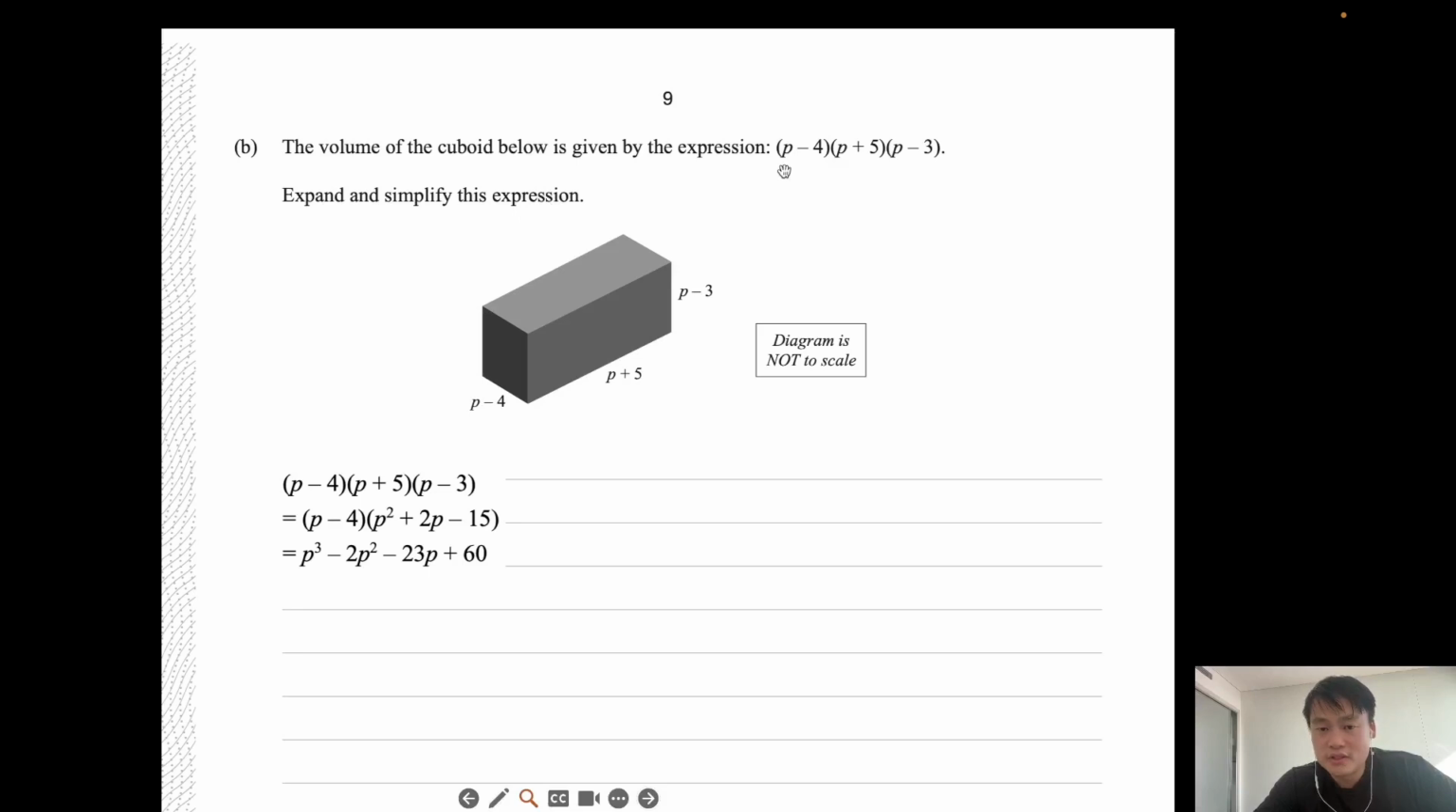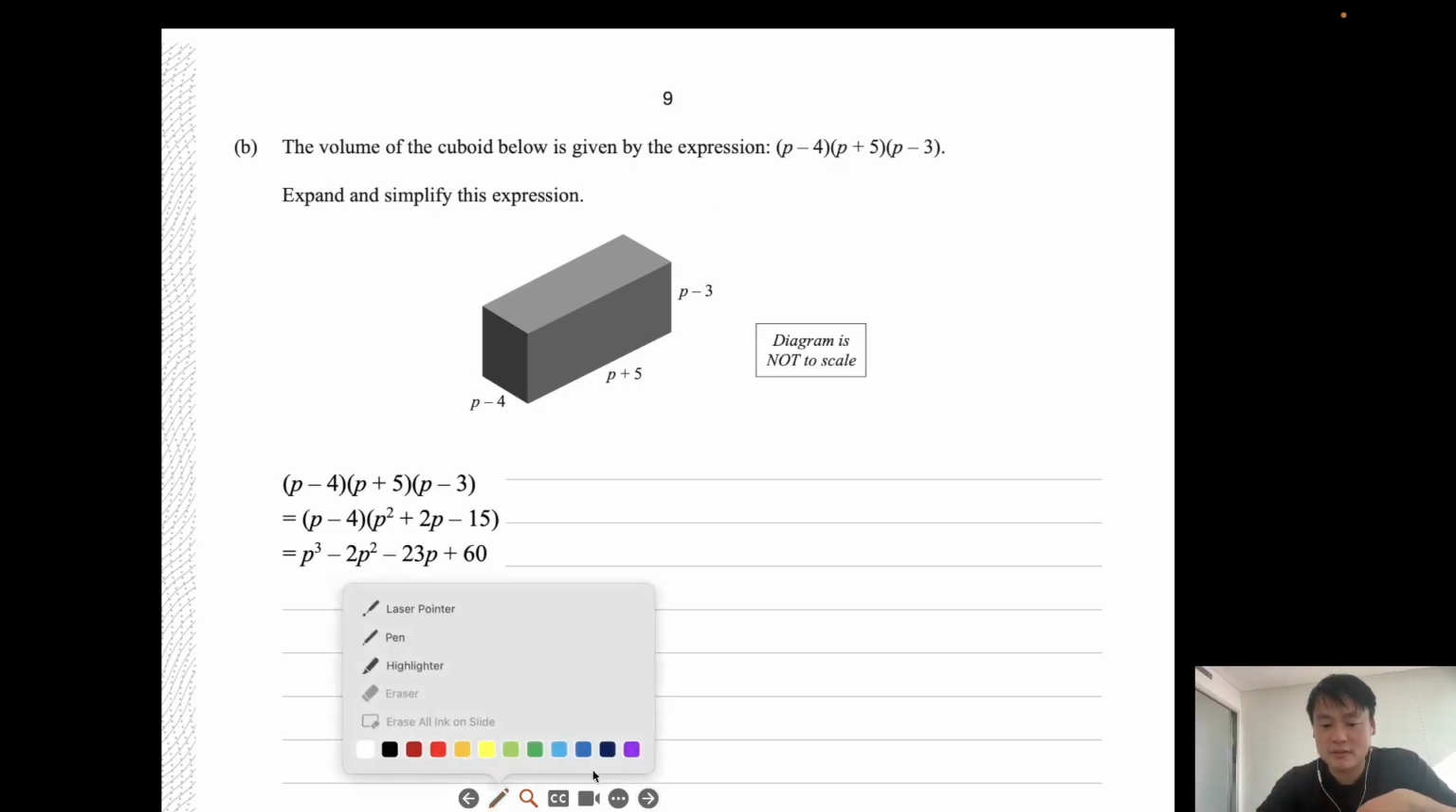Volume of the cuboid, P minus 4 times P plus 5 times P minus 3. If you multiply and expand these together, what do you get? In case you're confused about how you do this, easiest way is you can expand two of them first. Do you remember the commutative law of multiplication? This is just basics over here.